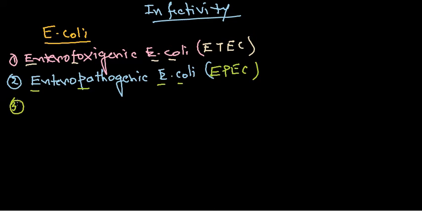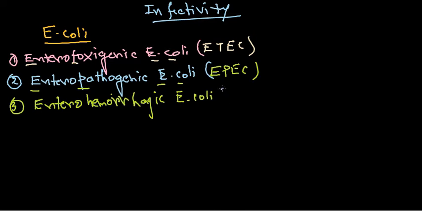Now the third type is enterohemorrhagic E. coli. So let me write enterohemorrhagic. So the hemorrhagic, H-E-M-O, R-R-H-A-G-I-C, enterohemorrhagic E. coli. So this is the third kind, and it is also called EHEC. So enterohemorrhagic E. coli.